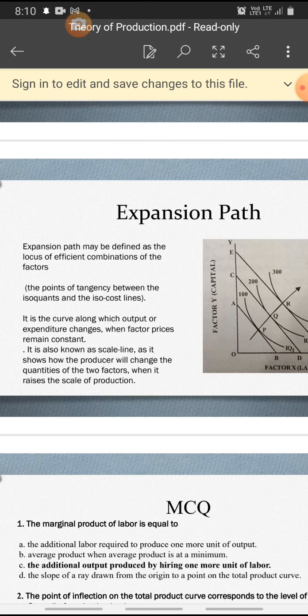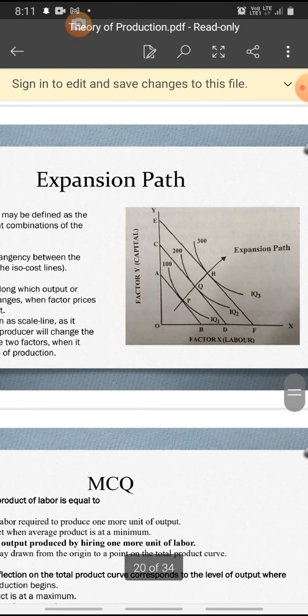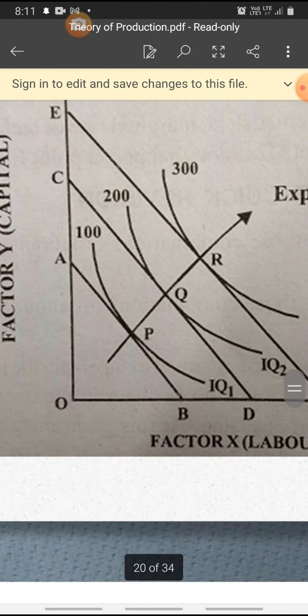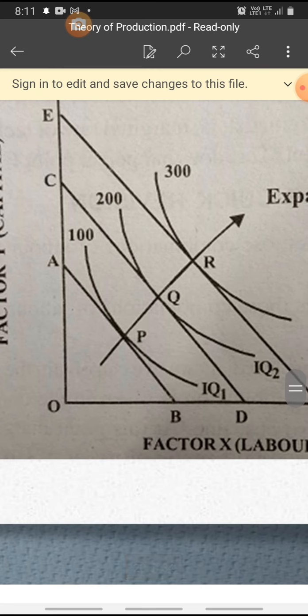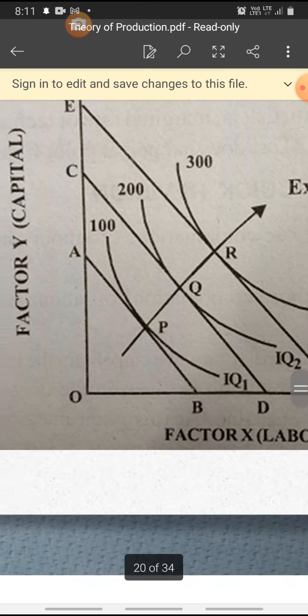It is also known as the scale line. It shows how the producer will change the quantities of two factors when it raises the scale of production. This is the figure, expansion path. There are three isoquants and three isocost lines. The tangency points of the three isocost lines and isoquants are P, Q, R. When we join these tangency points P, Q, R, we get an expansion path.